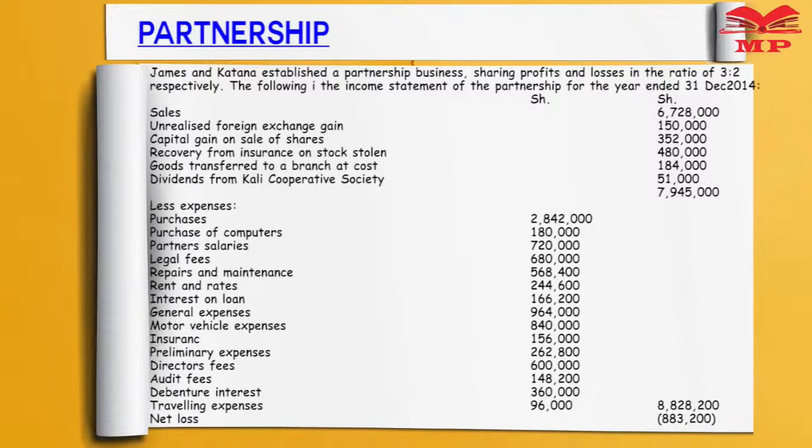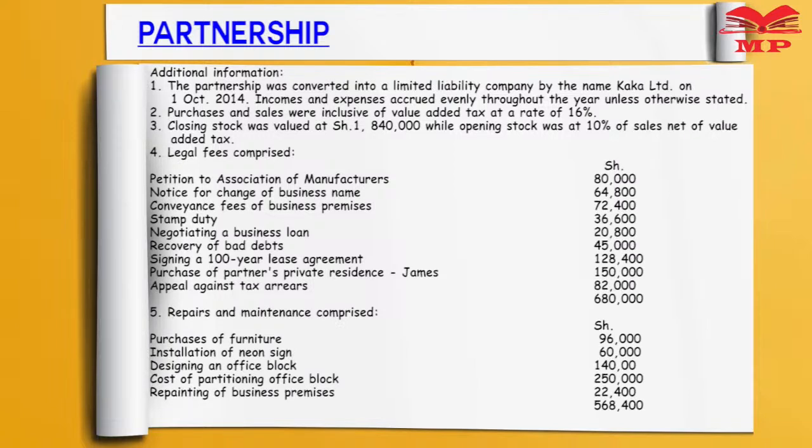James and Katana established a partnership business, sharing profits and losses in the ratio of 3:2 respectively. The following is the income statement of the partnership for the year ending 31st December 2014. We have the sales, unrealized foreign exchange gain, capital gain on sale of shares, recovery from insurance on stock stolen, goods transferred to a branch at cost, dividend from Cali Cooperative Society, and total incomes. Then the expenses, which are purchases, purchase of computers, partner salary, legal fee, repair and maintenance, rent and rates, interest on loan, general expenses, motor vehicle expenses, insurance, preliminary expenses, director's fee, audit fees, debenture interest, traveling expenses, and net loss. Additional information number one: the partnership was converted into a limited liability company by the name Kaka Limited on 1st October 2014. Incomes and expenses accrued evenly throughout the year unless otherwise stated.